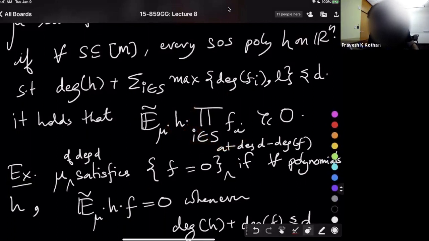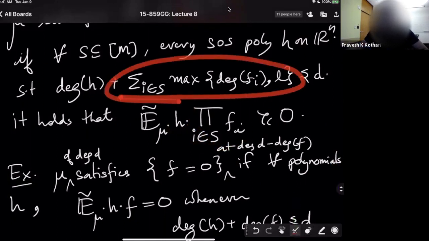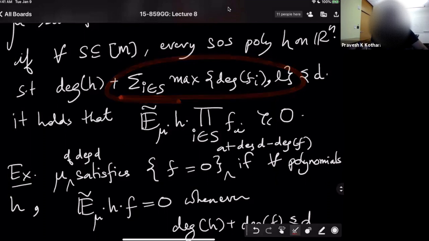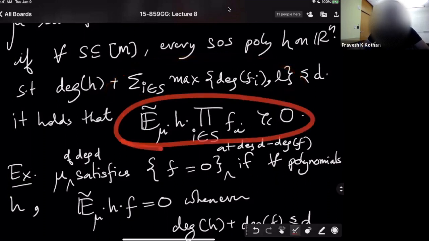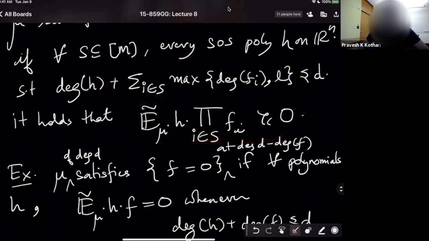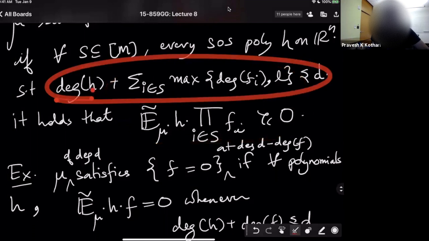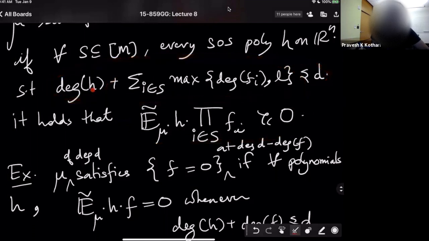Now, what about this degree business? Why am I forcing this weird condition? First of all, let's try to understand what's the natural degree constraint to enforce. If mu is of degree d, then I can only compute pseudo expectations of degree d polynomials. So the natural constraint on degree should have been that degree of h plus the sum over i in S of degree of f_i is at most d, right? That would have been natural. That's just saying that this polynomial is of degree at most d.